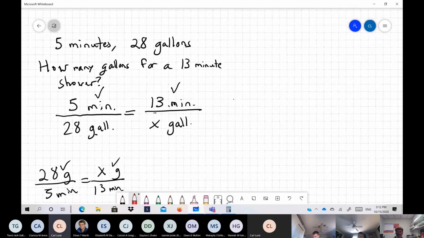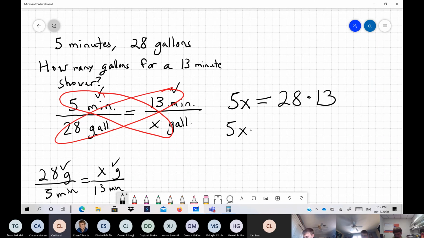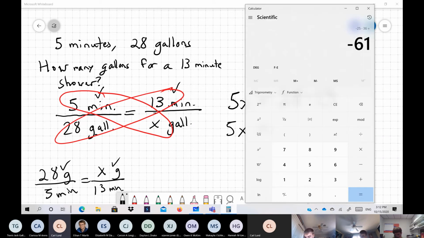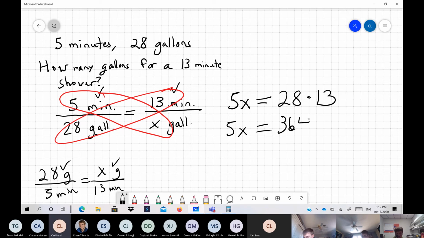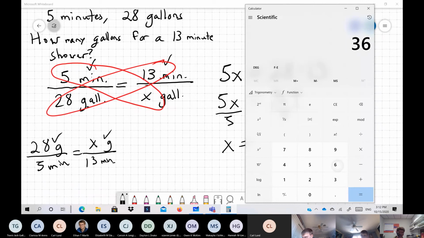All right, so speaking of cross multiplication, let's do that. So we have, and I'm going to ignore the labels except for my final answer. They're just going to confuse us as we cross multiply. I get 5x equals 28 times 13. And so that's going to be 5x equals 364. Divide both sides by 5. And I'm going to get x equals 72.8.